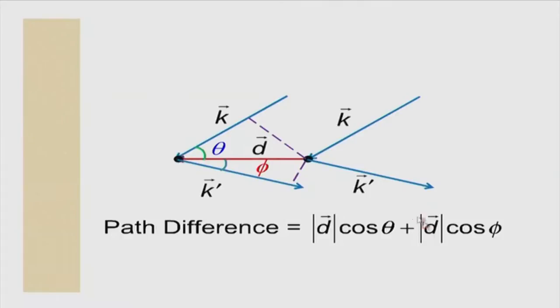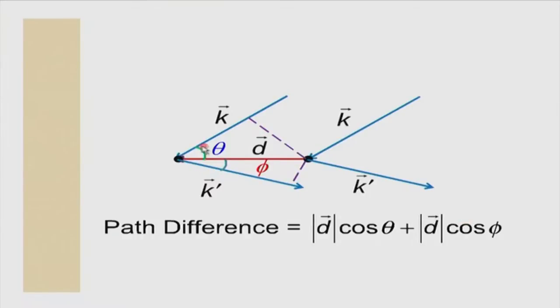To find the path difference, from this particular point I will drop a perpendicular here, and I will drop a perpendicular here. This particular beam which comes here travels an additional distance of this and this particular distance. So this beam travels a larger distance, and that path difference is going to be given by this expression. As you know, if this path difference turns out to be equal to an integer times lambda, then only will I get constructive interference.